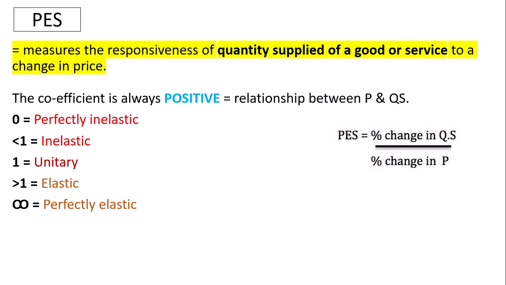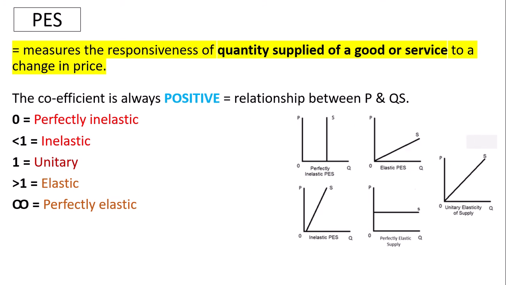Okay, so you need to know them coefficients, and now you can have a go at drawing all the diagrams. So for each of them, for 0, for less than 1, greater than 1, 1, and infinity, draw what the supply curves look like. You can pause the video. So you should have got these.